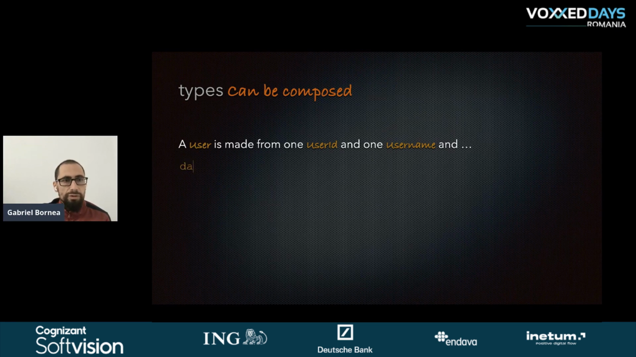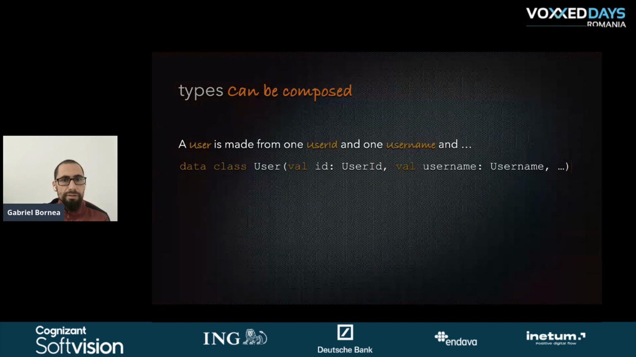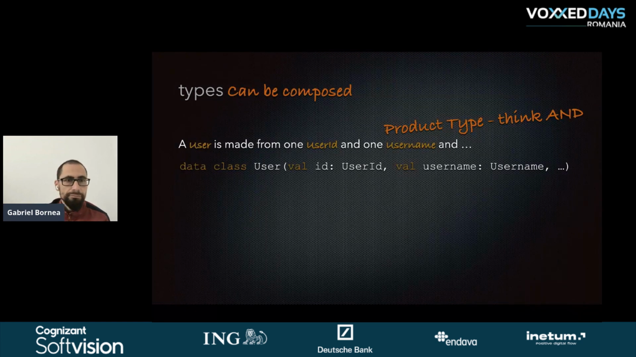In Kotlin, we can model this as a data class. And this data class is basically a type that is built from multiple types. These are called product types in functional programming. And you can think of them as AND, because they're built from something and something else and so on.